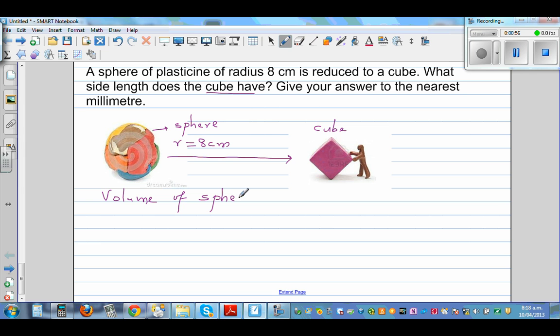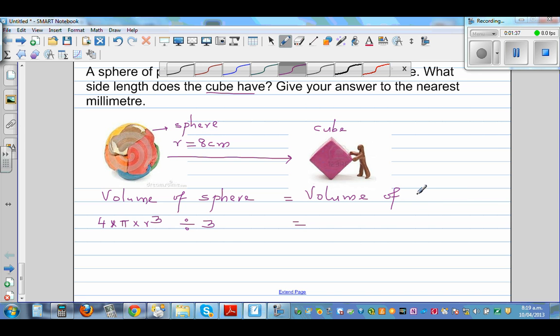That's the basic idea. The volume of the sphere is equal to the volume of the cube, because it's the same quantity, the same volume that made the sphere is making the cube. Hopefully you know the formulas for the volume of a cube and a sphere. The volume of a sphere is 4 times pi times radius cubed divided by 3. And the volume of the cube, I should have written here, not sphere, volume of cube. The volume of the sphere is equal to the volume of the cube.